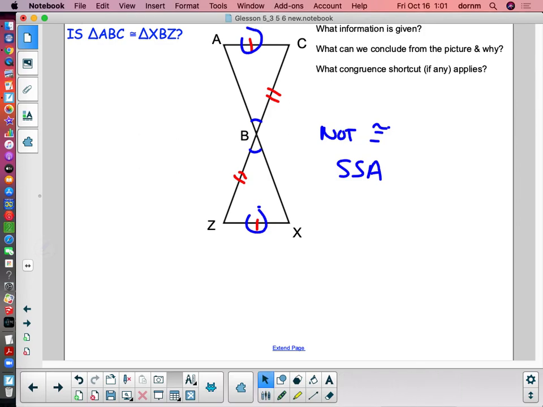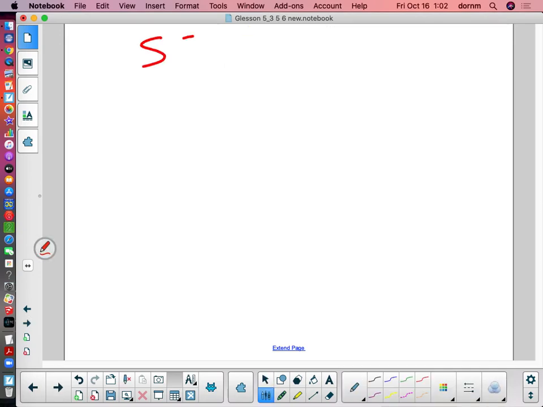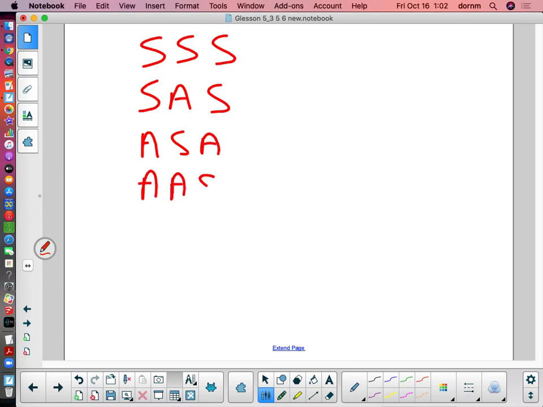All right, that's kind of a long podcast, but hopefully that really explains our different shortcuts. Just to summarize very quickly, our 5 shortcuts are side, side, side; side, angle, side; angle, side, angle; angle, angle, side; and right angle, hypotenuse, leg. Those are my 5 shortcuts. Those work.